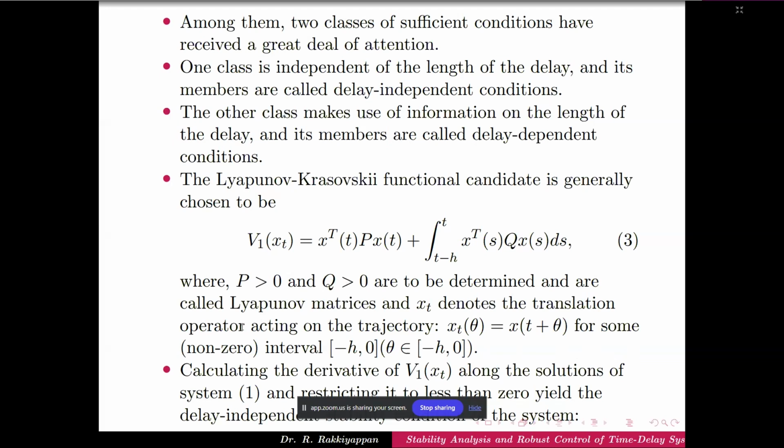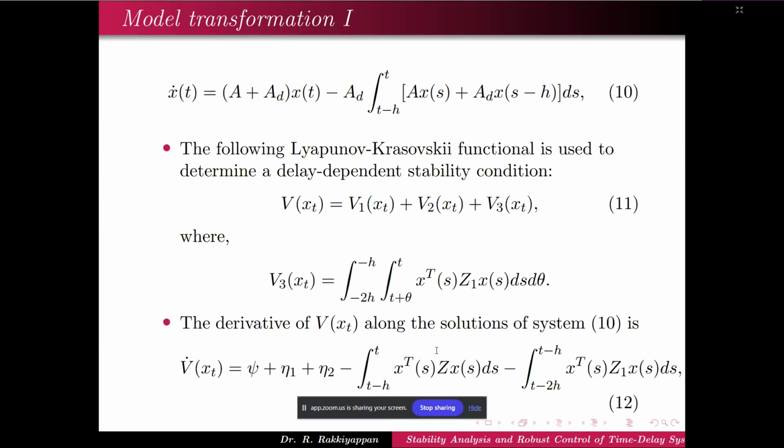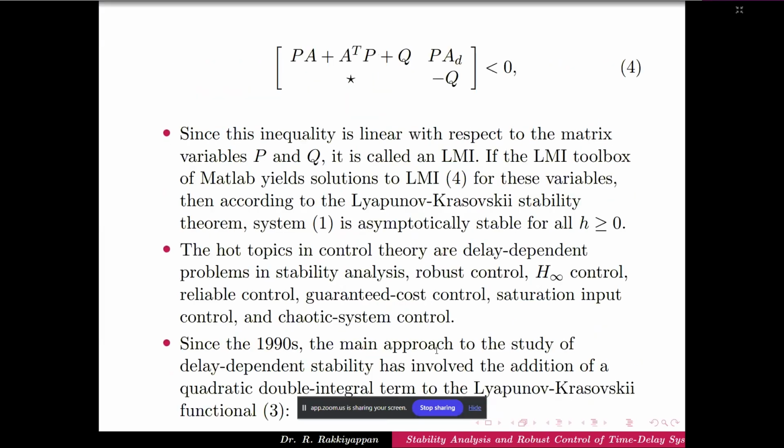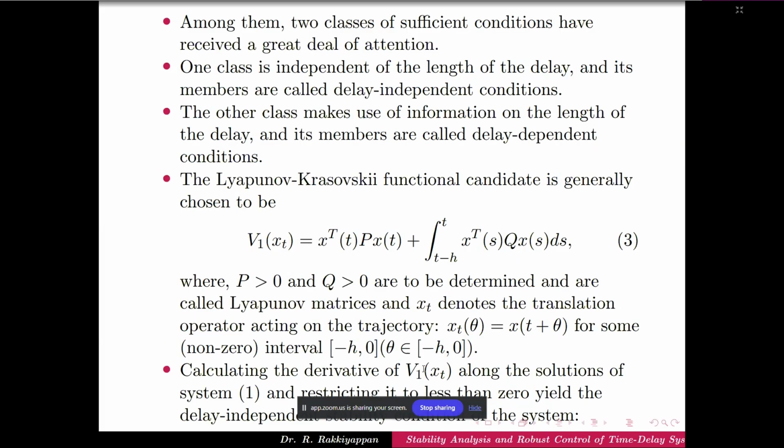And x_t denotes the translation operator acting on the trajectory, x_t of theta equal to x of t plus theta, where theta belongs to minus h comma 0. Okay, so calculating the derivative of V1 of x_t along the solution of the system and restricting it to less than 0 yields the delay independent stability condition of the given system. So this is the delay independent condition.